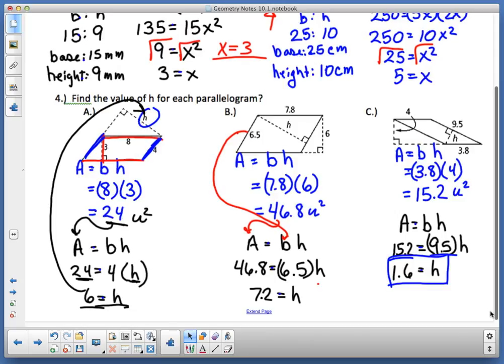Okay, so keep in mind, the area is consistent. I can find it using different base height combinations. They must be perpendicular to each other.